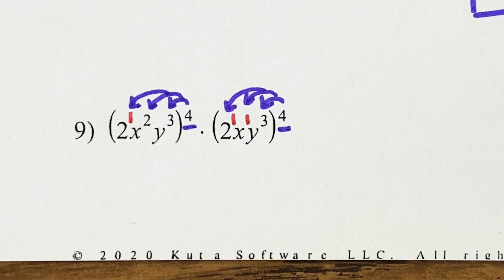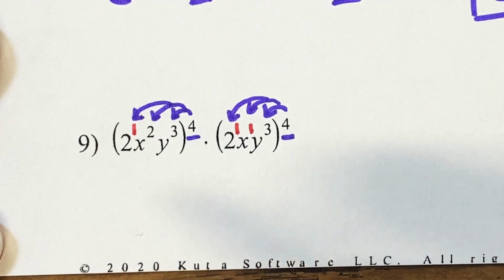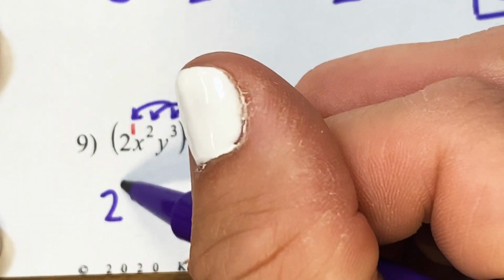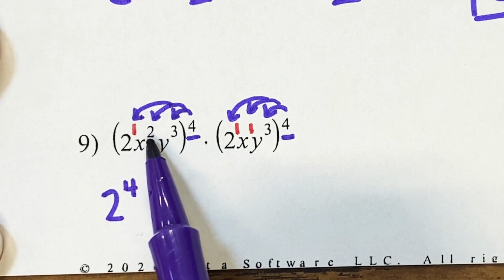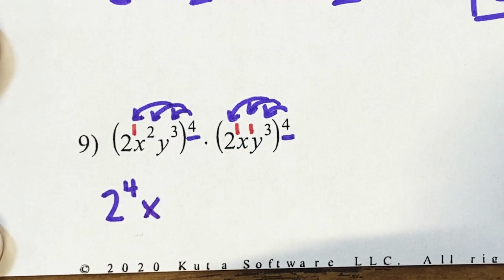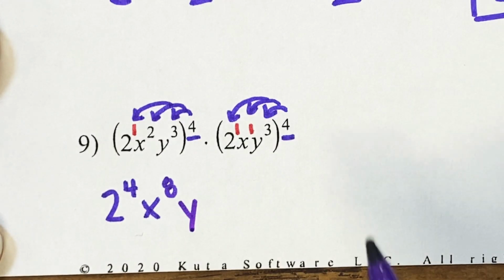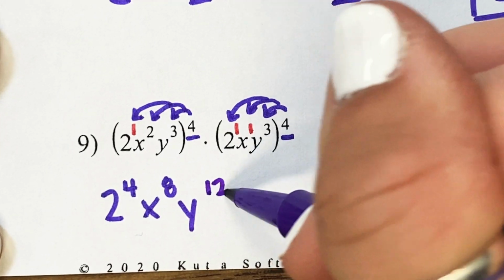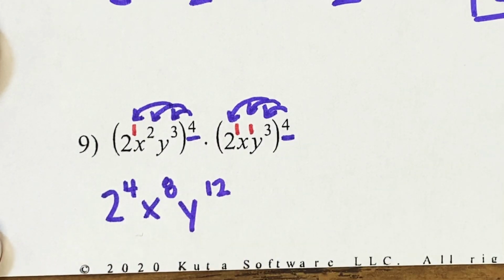Okay, so let's take our first one. 2 to the power of 1. What is 1 times 4? So 2 is our base. What is 1 times 4? We get 4. Okay, let's take our x. Now we have 2 times 4. X is our base. What is 2 times 4? 8. Now we have our y. What is 3 times 4? It is going to be 12. Beautiful. Okay, we took our whole first term and we simplified it.